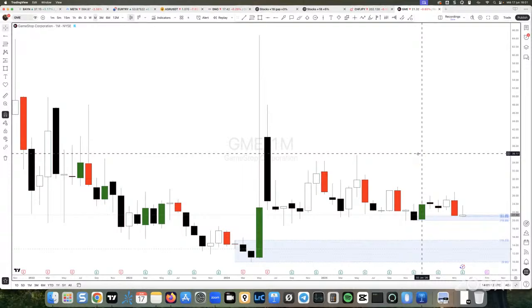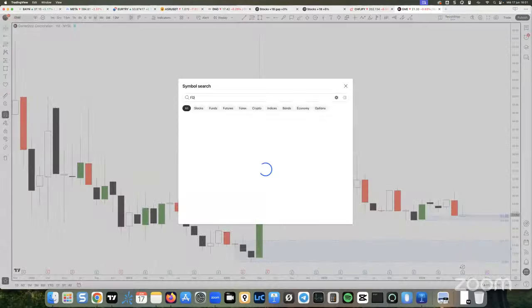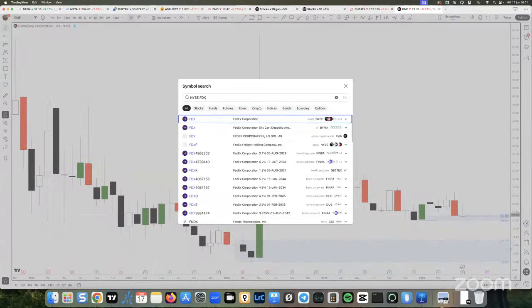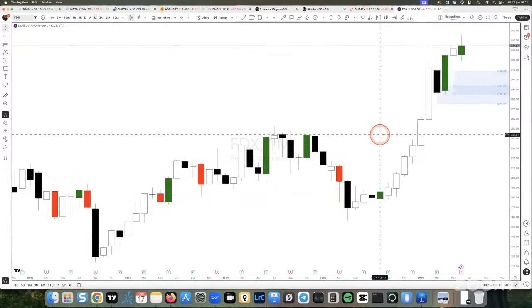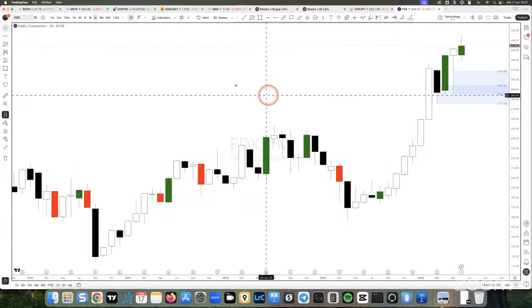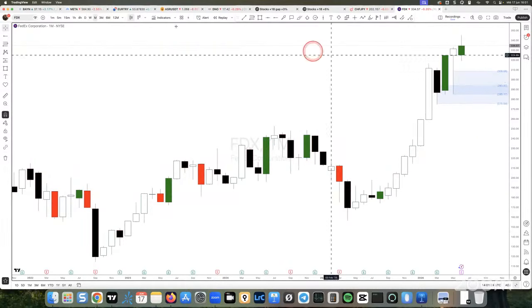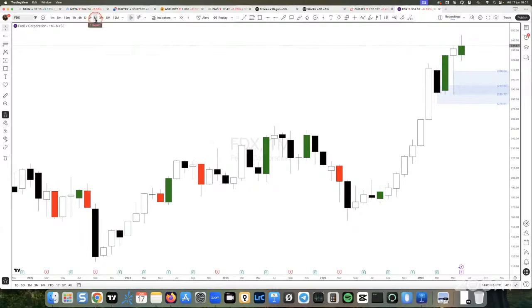Let's take a look at another one, like FedEx. This is going to be the last one, okay? So what do we have on FedEx? This is what we have, on the weekly time frame.